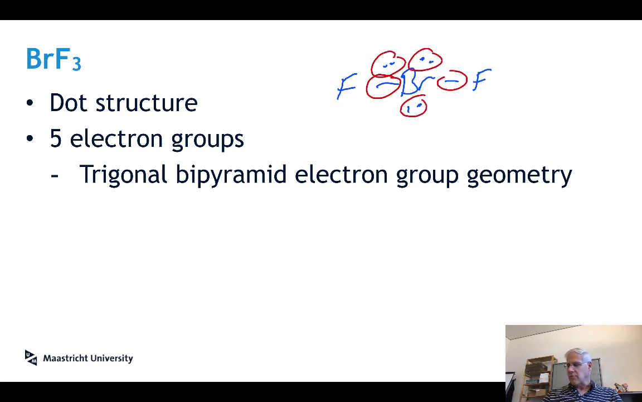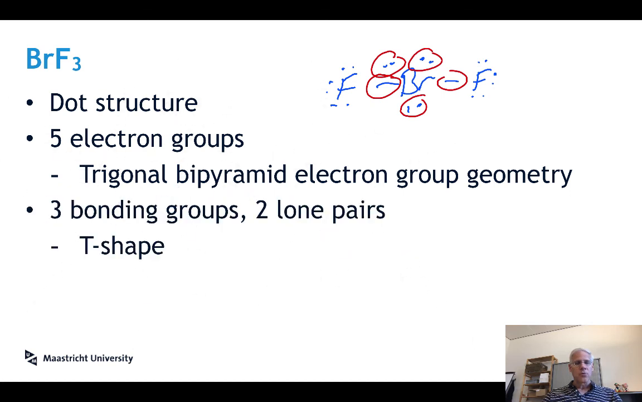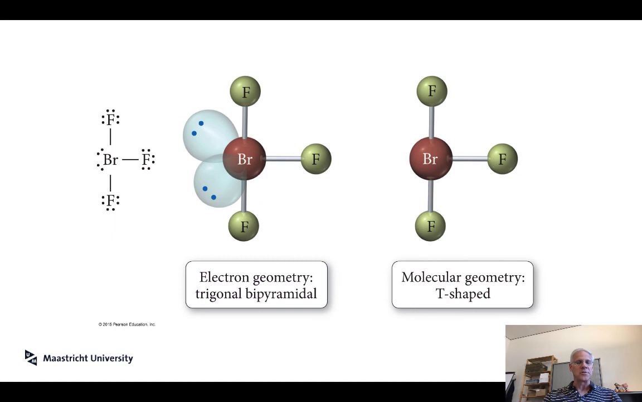Of course, we have the lone pairs out here around the fluorine, but they don't count for the geometry because they're not on the central atom. So for our electron group geometry with 5 electron groups, we have a trigonal bipyramid. 3 bonding groups and 2 lone pairs gives us a T-shaped molecular geometry. And it looks something like that. You can see where the T name comes from.